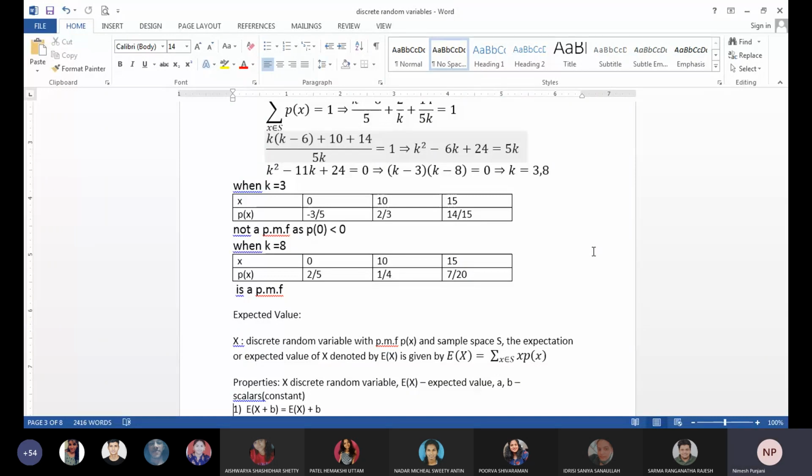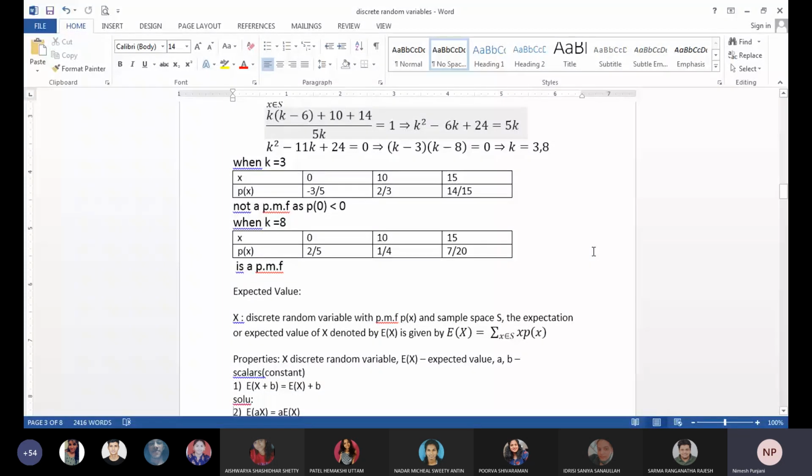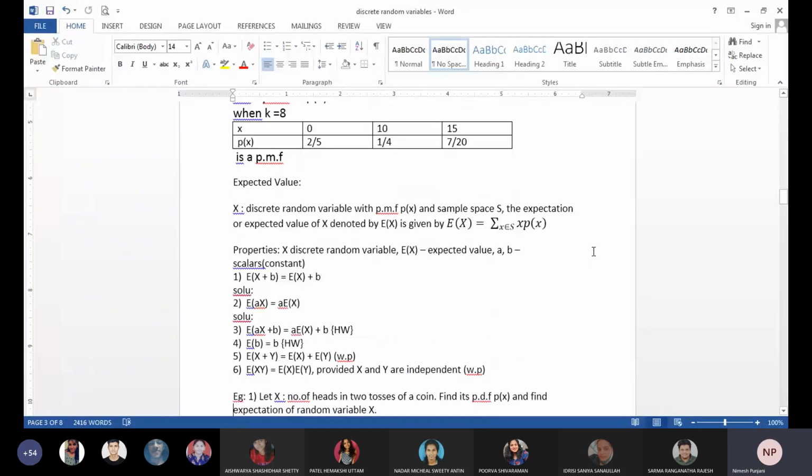तो दोनों प्रॉपर्टी वो सेटिस्फाई करेगा. कौन सा दो प्रॉपर्टी? p of x lies between 0 and 1 and summation of p of x is 1. ये दोनों प्रॉपर्टी वो सेटिस्फाई करेगा. So this is the formula for your expected value, summation x into p(x). Now we discuss some properties of the expected value.